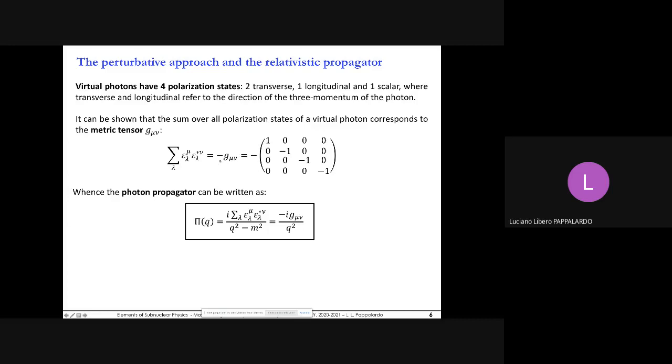Just by substituting -g^{μν} instead of this sum over the polarization states, and of course, by considering that the mass of the photon is 0. So what you see here, -i g^{μν} divided by q², is indeed the propagator for the virtual photon exchanged in all QED processes.